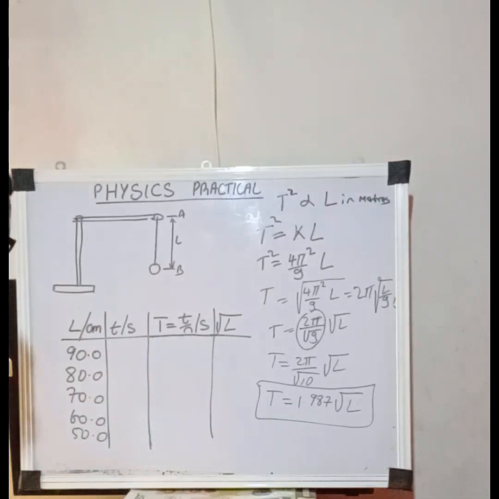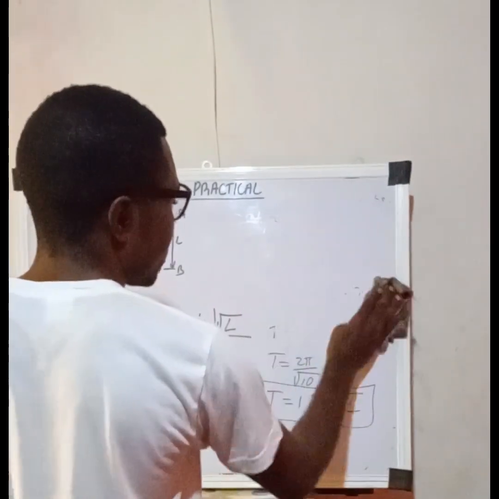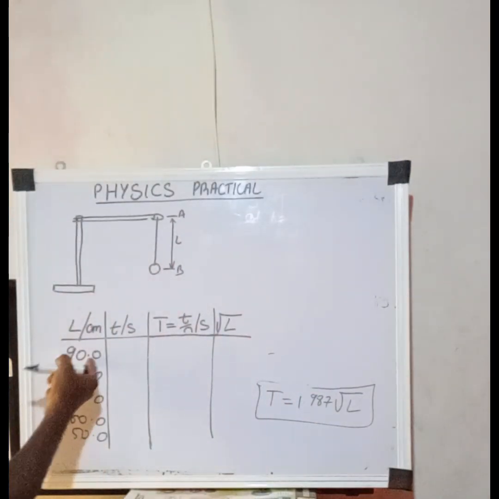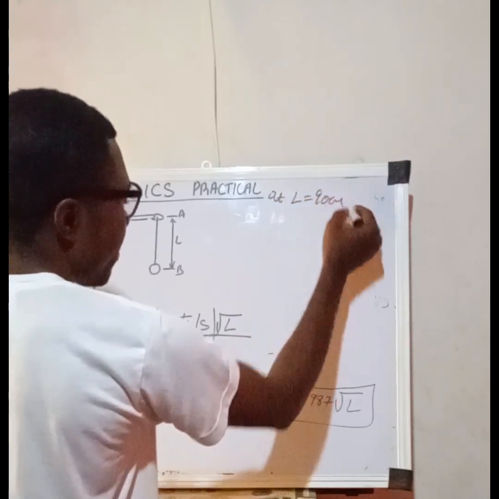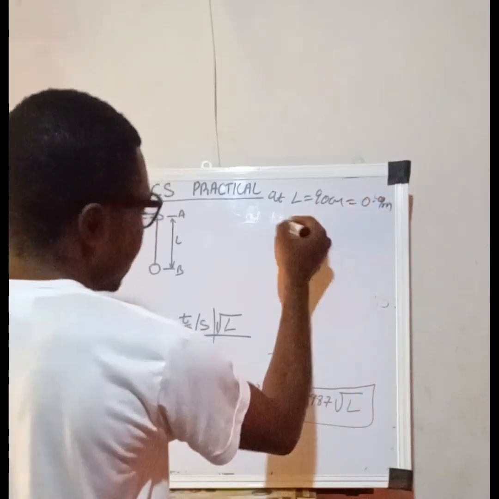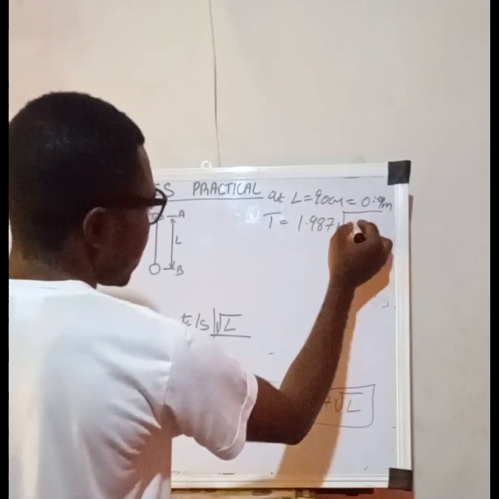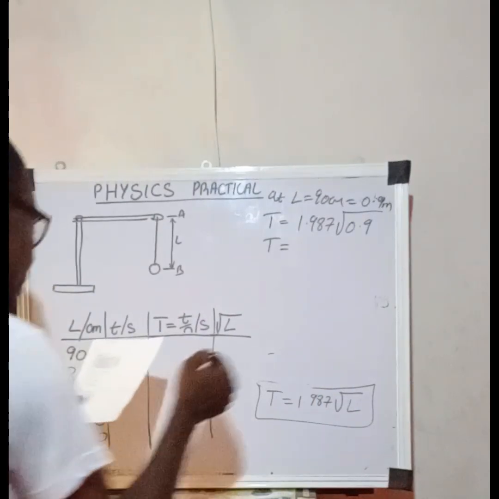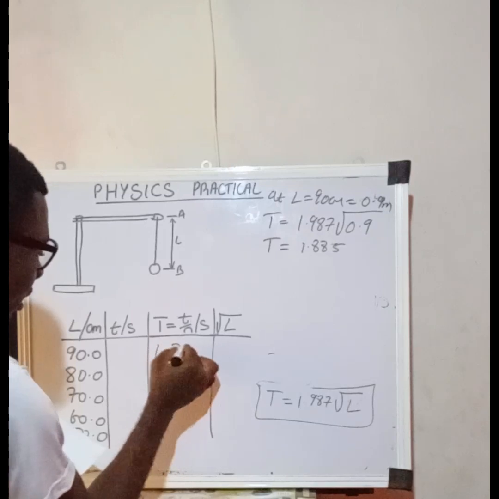How are we going to do that? Okay, let us begin. The first value I have as my length is 90 cm. So, at L equals 90 cm. But remember I said that this L should be in meters, so it is going to be 0.9 meters. The period will be equal to 1.987 root 0.9, and the period equals this times this. I obtained 1.885. So the period for 90 is 1.885.